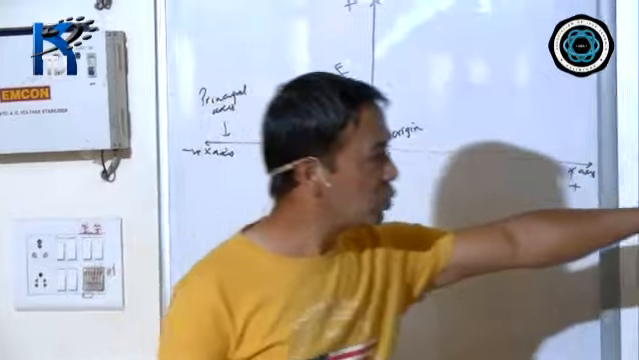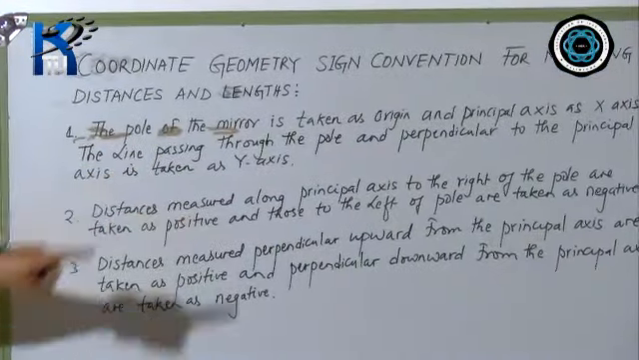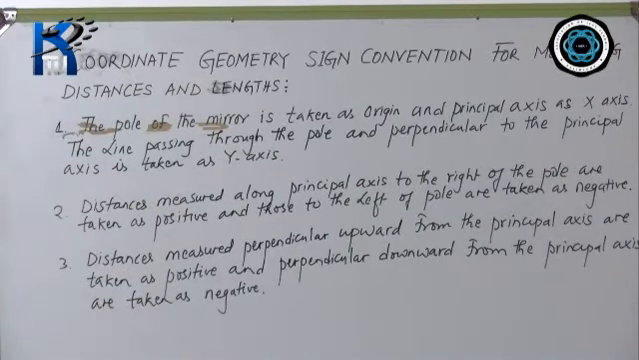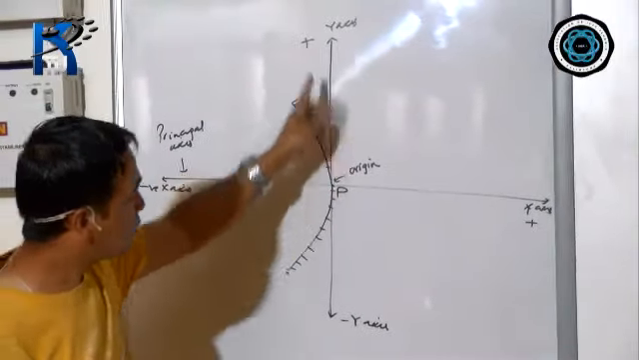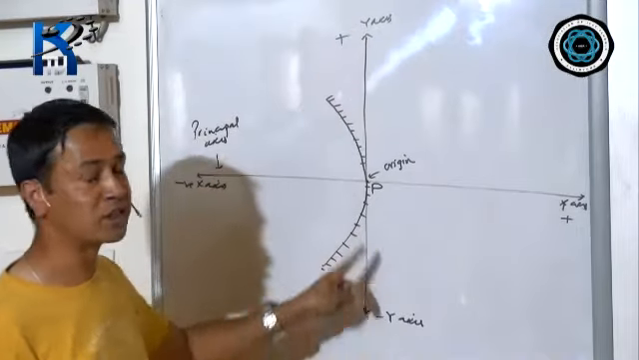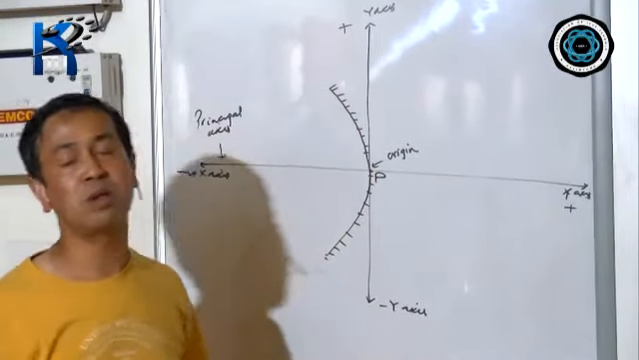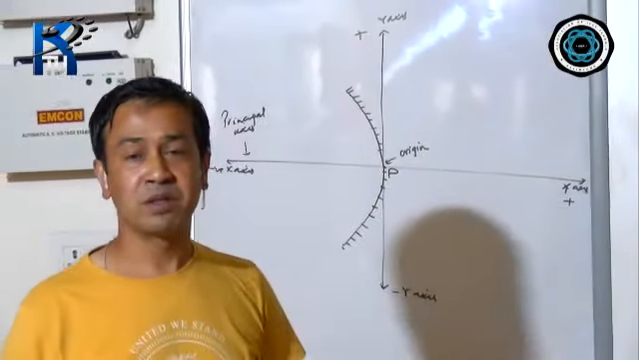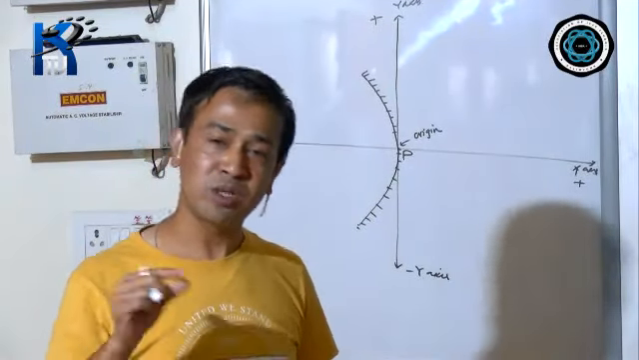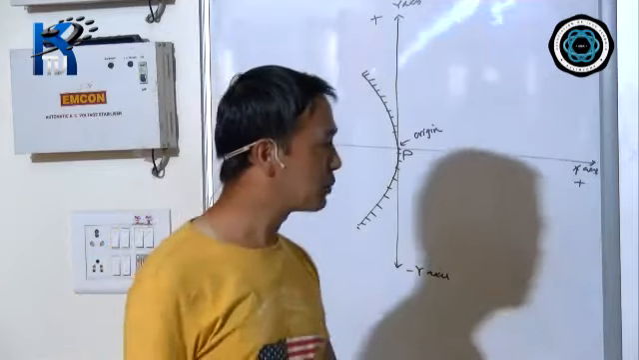Now the next point you can see is that the line passing through the pole and perpendicular to the principal axis is taken as the y-axis. That means you can see this line passing through the pole, perpendicular to the principal axis, is taken as which axis? Y-axis. Now this y-axis is also very important, because it helps you find the size of an object or image, which I can show you afterwards.